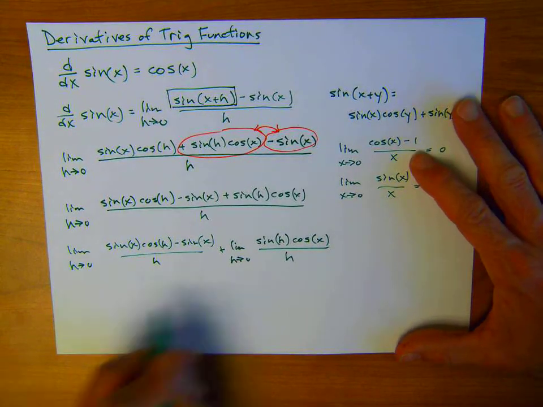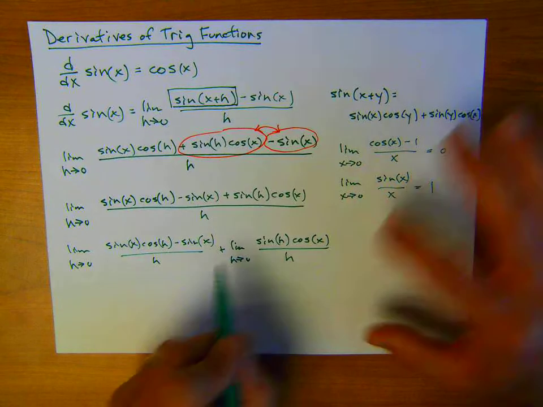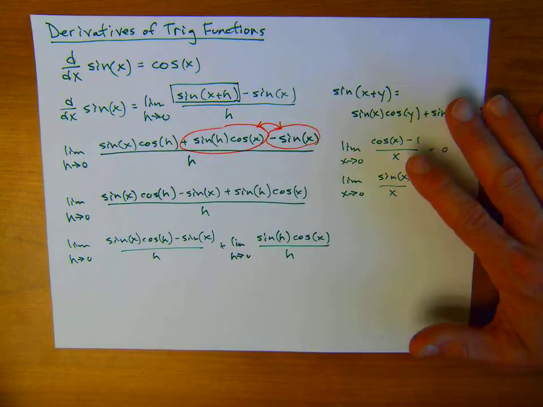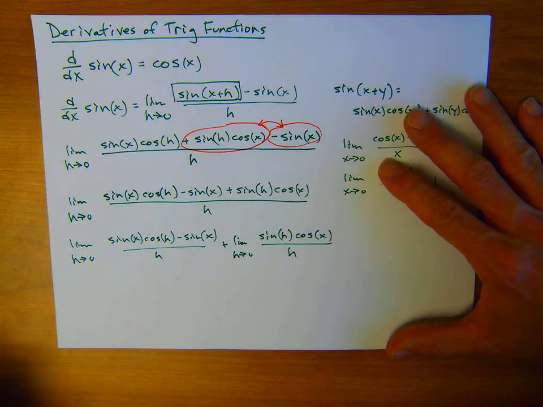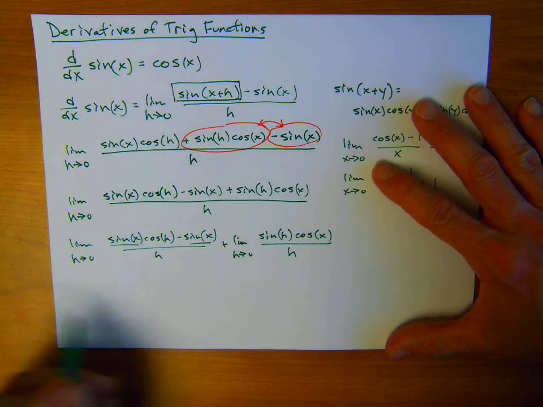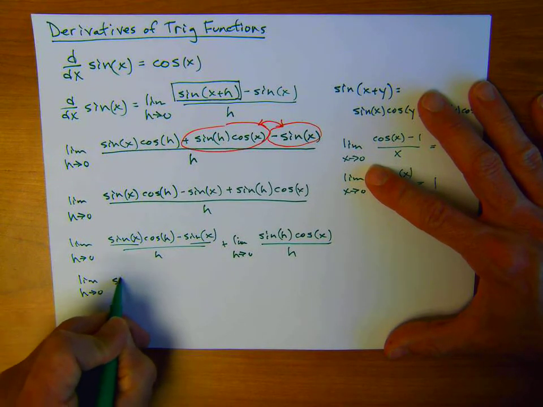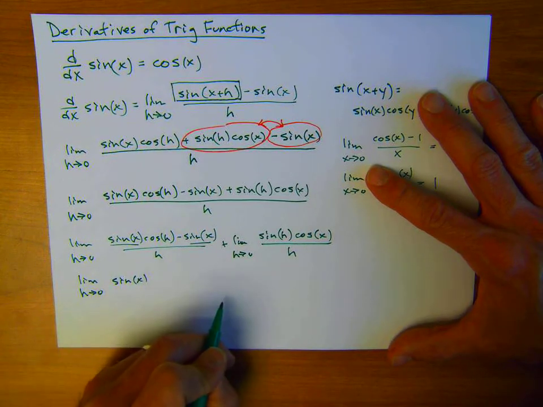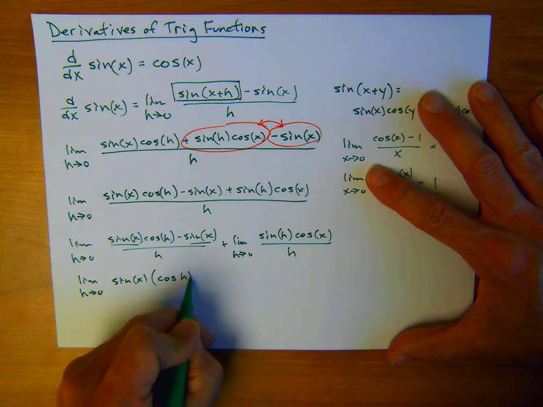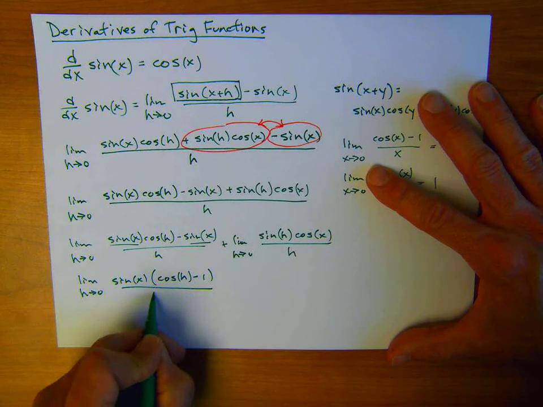over h. Again, we could have combined these into one limit using the common denominator, so when we separate them back out again, we need to have an h in the denominator of each. Okay, so here I have a common factor of sine x that I can take out. So I have the limit as h goes to 0 of sine x, and then that would leave me with cosine of h minus 1, and that's over h.